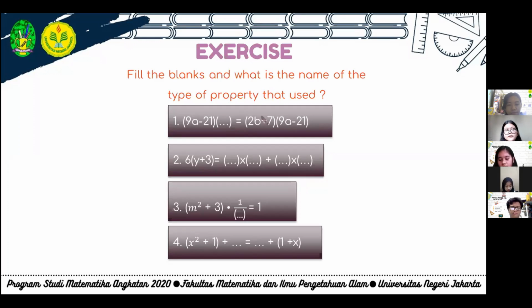May I? Yes, please. Number 4, the answer is, the first one is x, and the second is x to the power of 2, and the type of property is associative property. Yes, your answer is correct. Thank you.